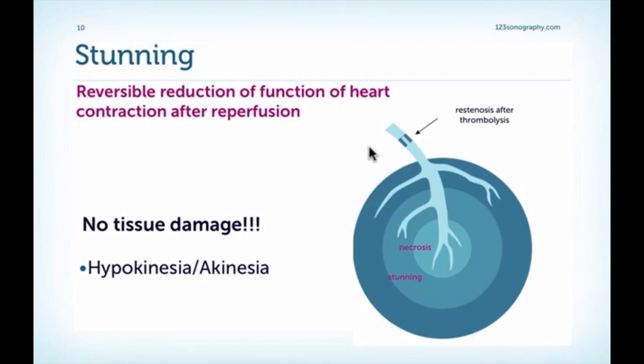In other words, we have a situation where the vessel was occluded and then reopened, but we do not have normal contraction simply because the myocardium is shocked or has some other form of damage done to it, but that damage is reversible. In other words, we can expect myocardial function to recover. So what do we see with echocardiography? A wall thickness that is normal, but hypocontractile or akinetic.